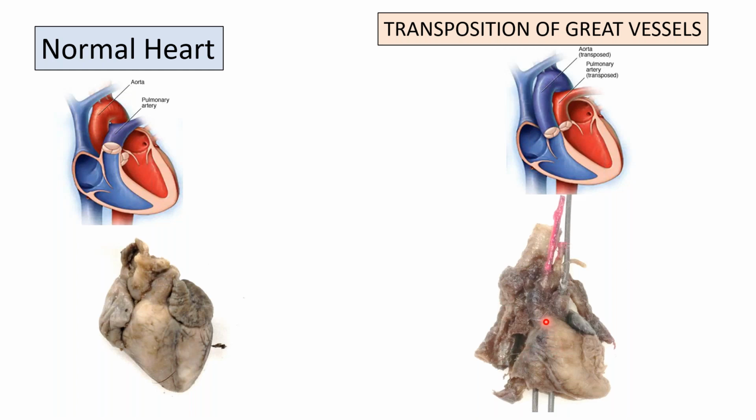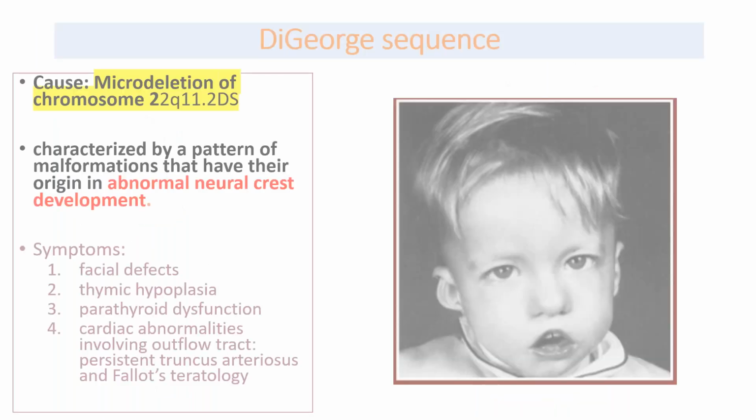Now see the relation which should be: the pulmonary trunk should be in front and the aorta behind. This is also reversed over here. They are acting like straight channels over here. The relation is also disturbed. So this is the transposition of great vessels.